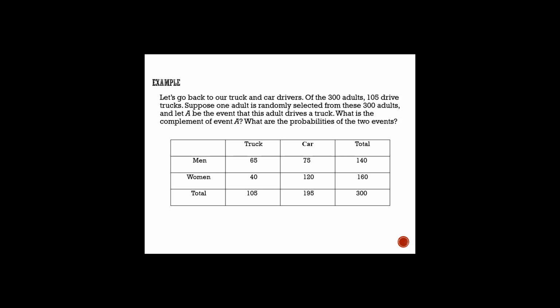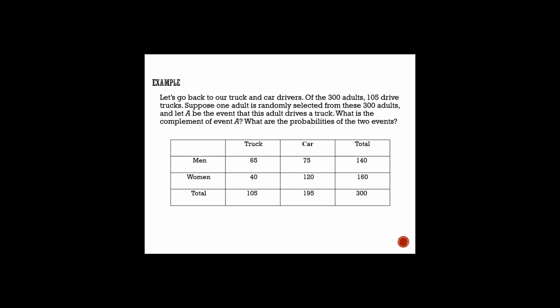Now let's take another example using those truck and car drivers, okay? We have 300 adults total, and we know that 105 of them drive trucks. We're going to select one adult randomly, and we want to let A be the event that this adult drives a truck. So event A is going to be drives a truck. You can go ahead and define that at the bottom of page 10. A is equal to driving a truck. Okay, so what's the complement of A? If A is driving a truck, what's A complement? Well, it's going to be either driving a car or not driving a truck. The only other choice for driving a truck that we've got here is driving a car. So you can put not driving a truck or you can put driving a car for the definition for A complement.